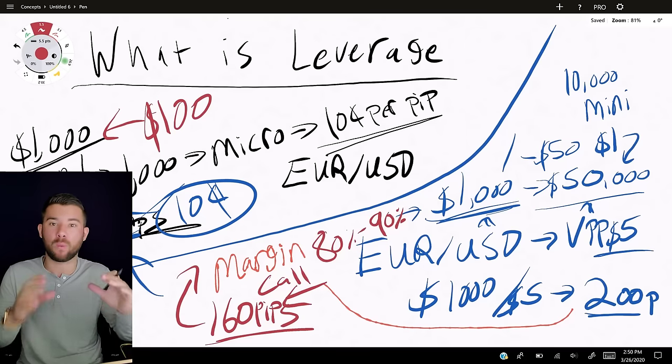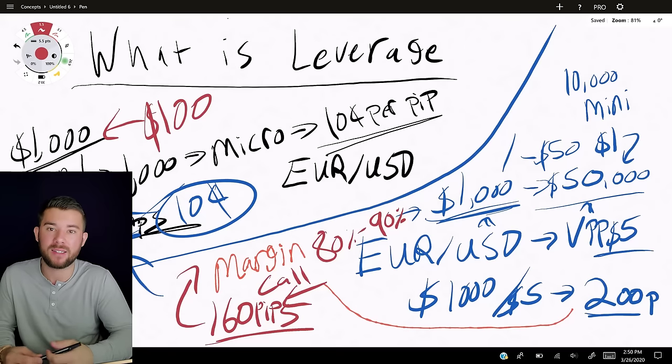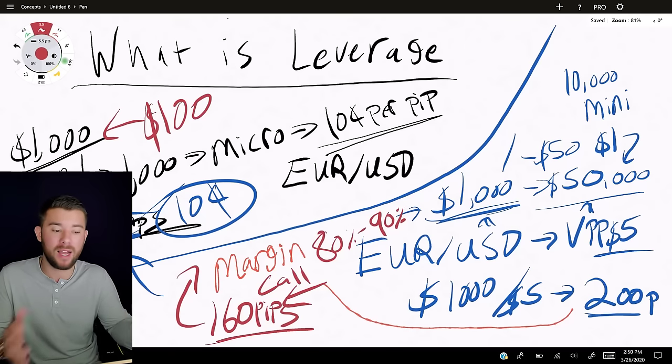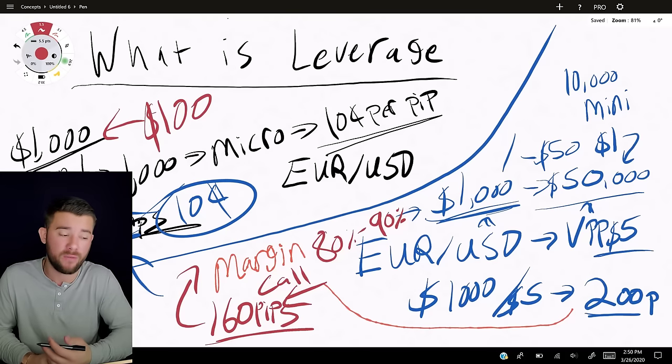That's the danger and the reason that most beginners using leverage end up blowing their account before they have a chance to make any money at all. That's the danger of leverage, and that's what you need to understand. And there's a correct way to use leverage as well.